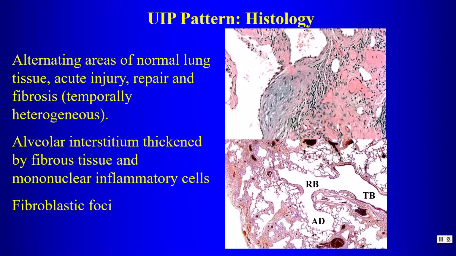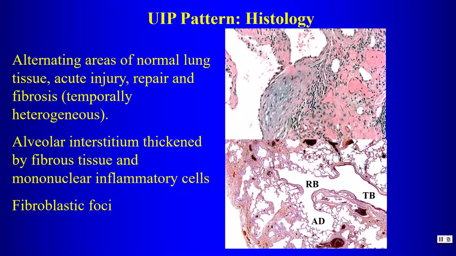So the pattern on histology is a pattern of alternating areas of normal lung tissue, acute injury, repair, and fibrosis, as there are different parts of the lung in different stages of disease. And this pattern is temporally heterogeneous, which is what the pathologist will describe, and this is typical of UIP.